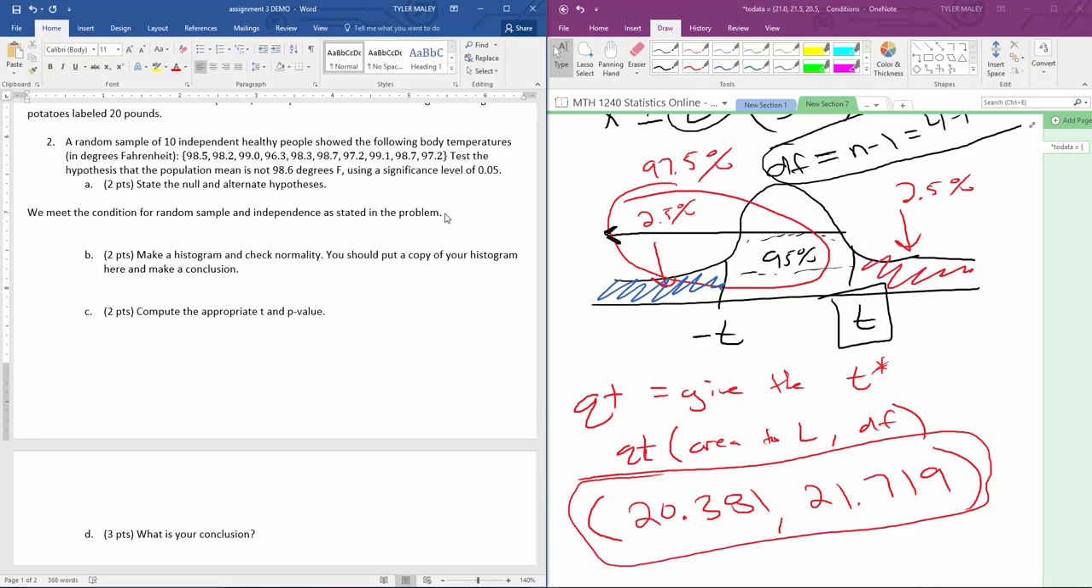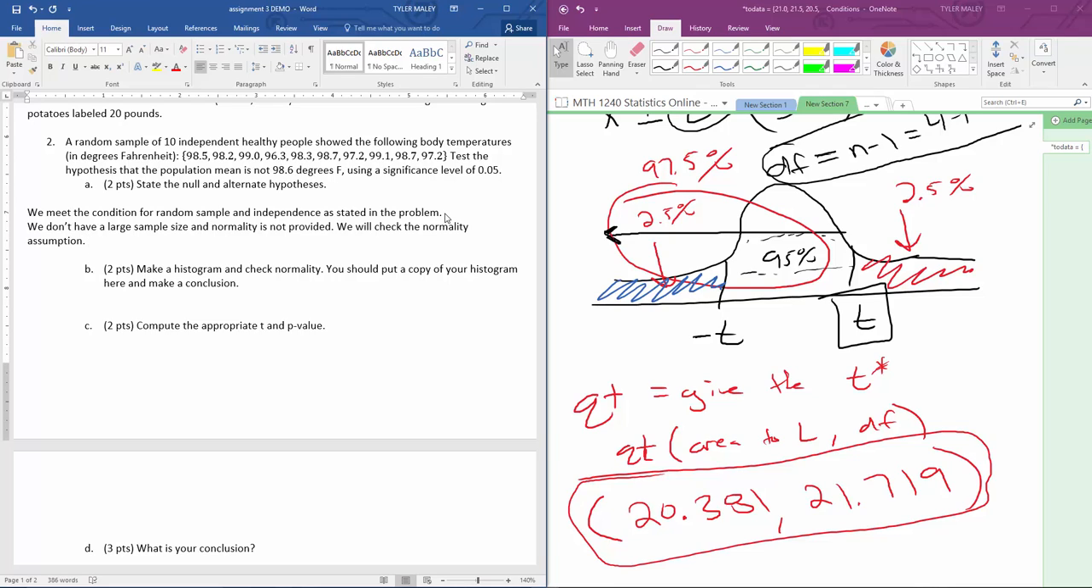So we only have a sample size of 10, and we're not told anywhere that we can assume normality here, right? So we don't have a large sample size and normality is not provided. We will check the normality assumption.